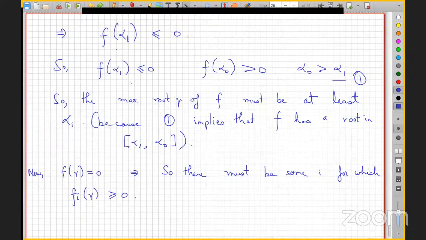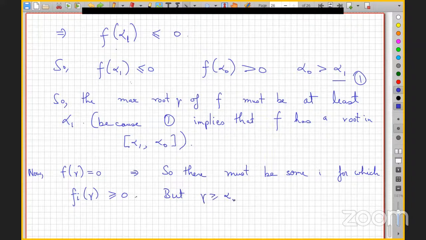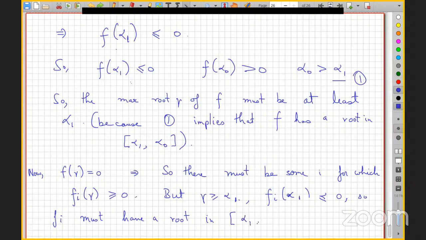So now, notice that gamma is bigger than alpha_1, and f_i of alpha_1 we knew is less than 0. So f_i must have a root. Piyush, gamma is not greater than alpha_{n-1}? No. Sorry, alpha_1. Yeah, alpha_1, in alpha_1 to gamma. Right?